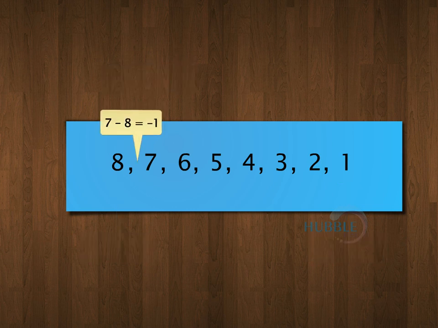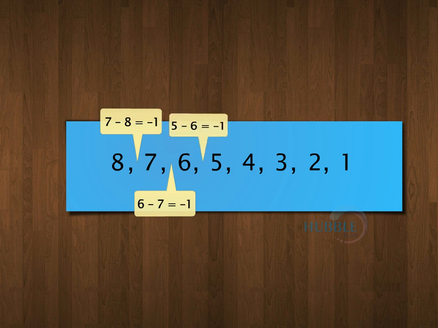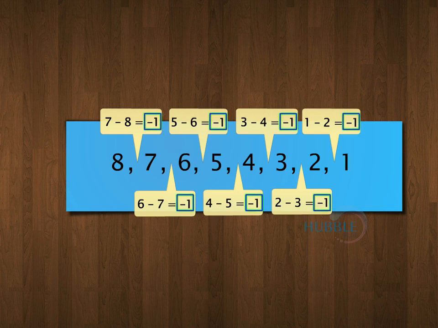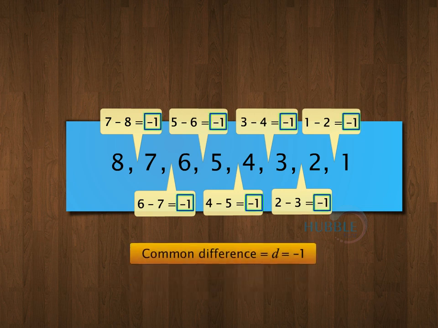When we subtract the first term from the second term, the difference is -1. When we subtract the second term from the third term, the difference is again -1. Similarly, the difference between the third and the fourth terms is -1 too. In fact, the difference between any two consecutive terms in this sequence is -1. Thus, we call -1 the common difference.